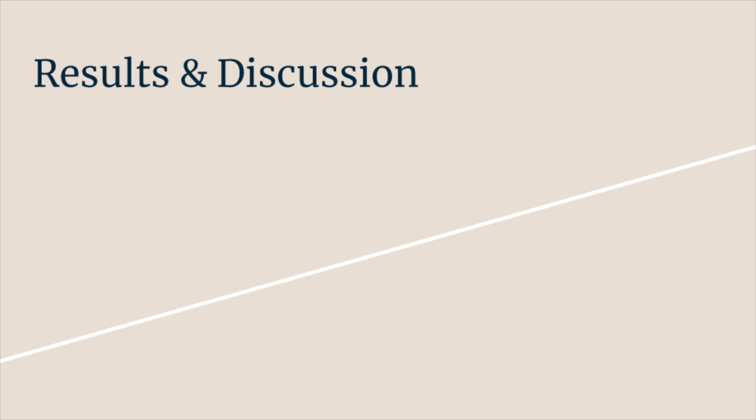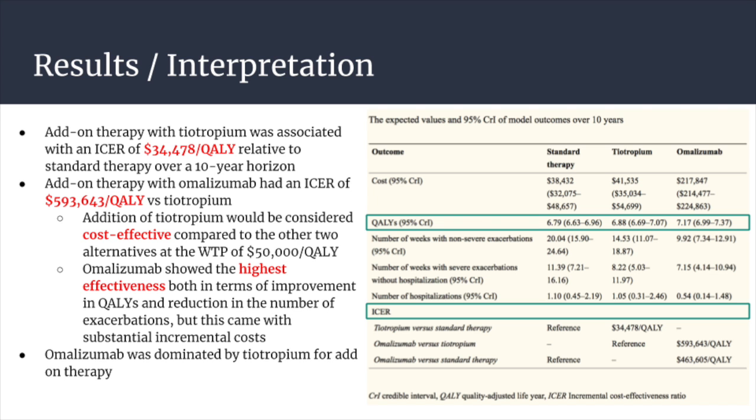Next, we're going to be talking about the results and discussion sections. On the right, you can see the results presented of this study. Our primary focus is on the QALYs and the ICER for the three treatment options. The data shows that add-on therapy with tiotropium was associated with an ICER of $34,478 per QALY, relative to standard therapy over a 10-year horizon.